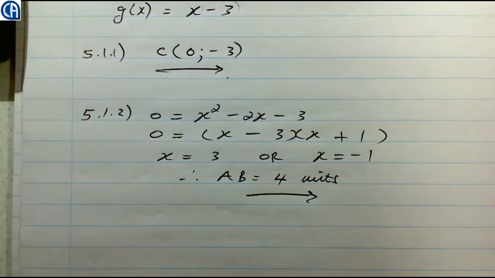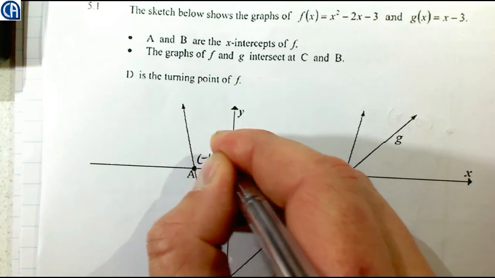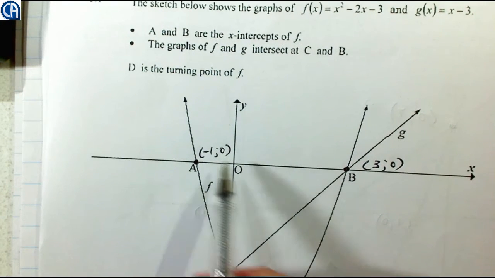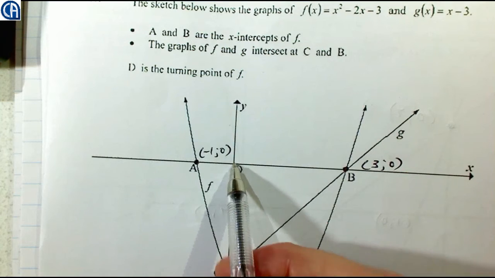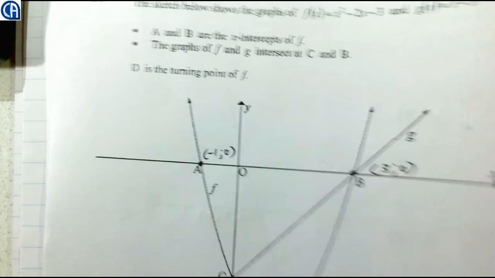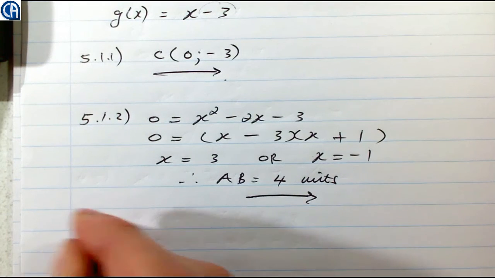Okay, so the coordinates of A are (minus 1, 0), and B is (3, 0). So that means it's 1 unit from there to there, and it's 3 units from there to there. So the total is 4 units. Calculate the coordinates of D.